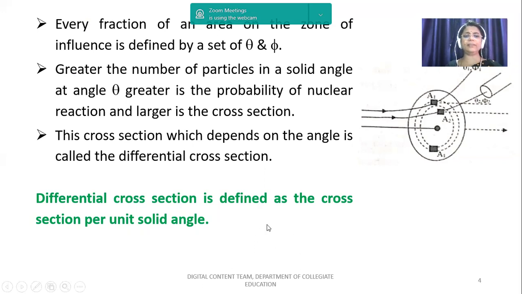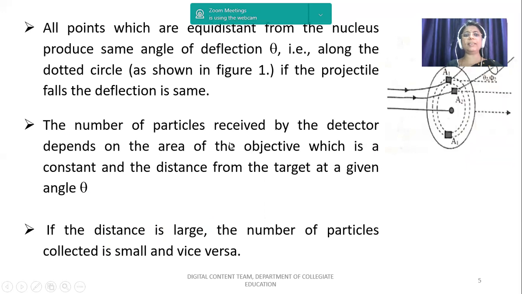So let us consider now the definition of differential cross section. It is defined as the cross section per unit solid angle. Whenever the cross section available for the interaction between projectile and the target nucleus is defined with respect to solid angle, we consider such a reaction cross section as differential cross section. Here, as I explained earlier, all the points which are equidistant from the nucleus produce the same angle of deflection theta, which is indicated by a dotted circle.